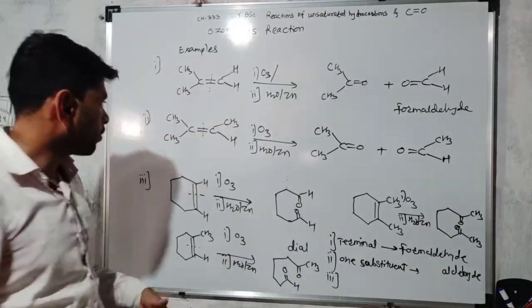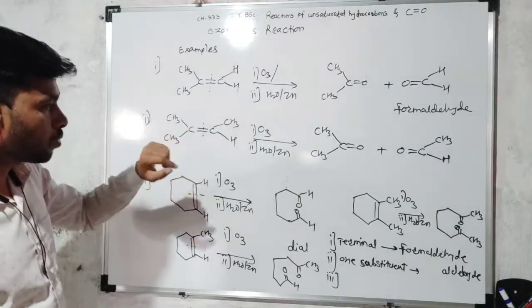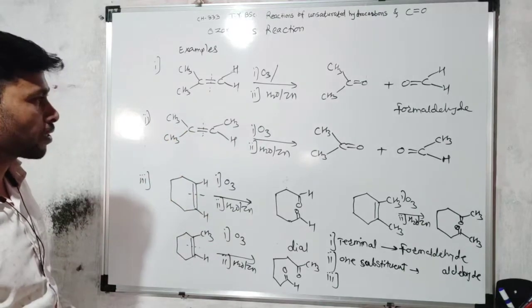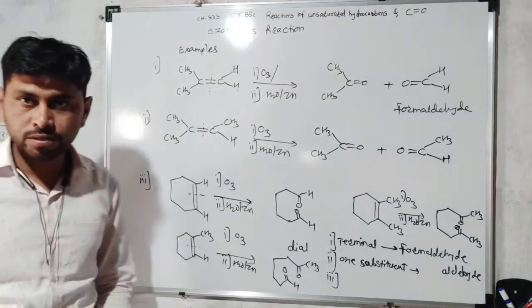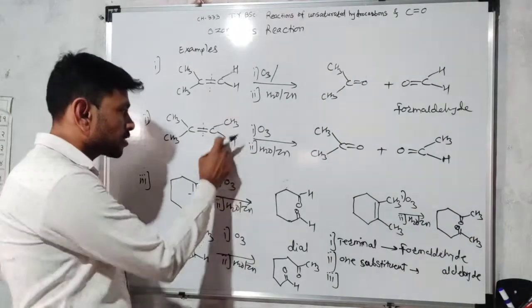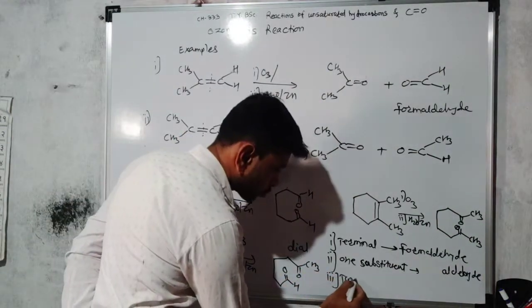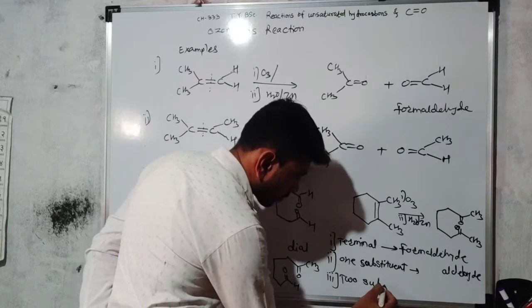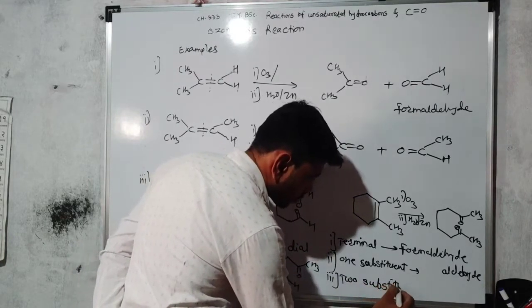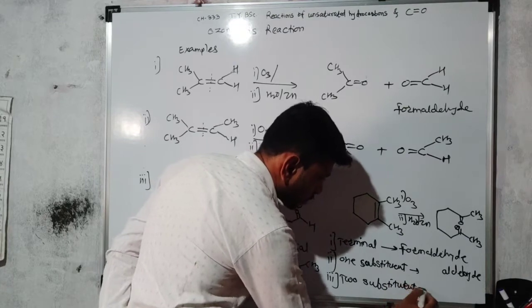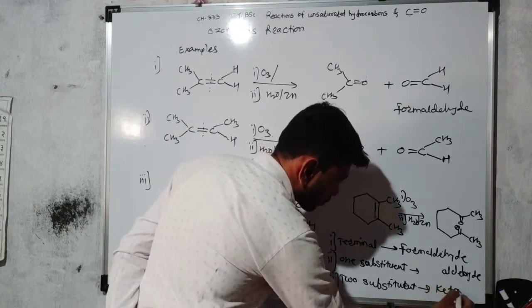See, if the double bonded carbon contains two substituents, if instead of this hydrogen, CH3 is there, then with two substituents the resulting product is a ketone.